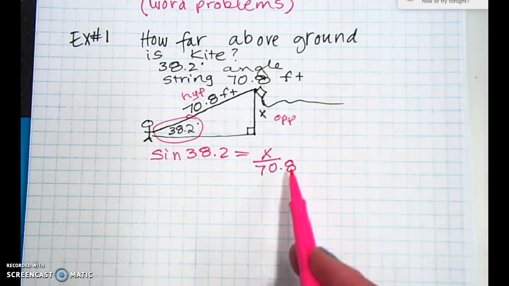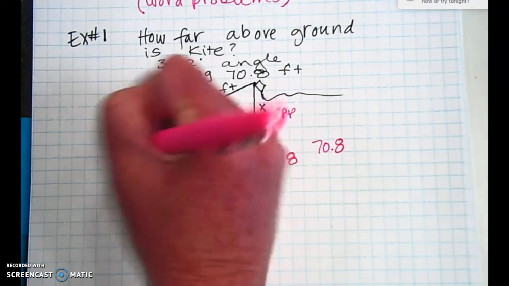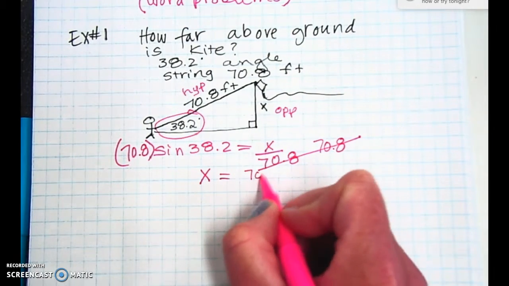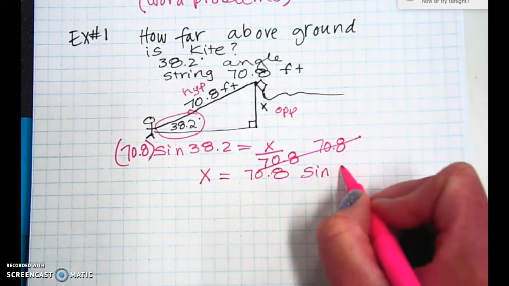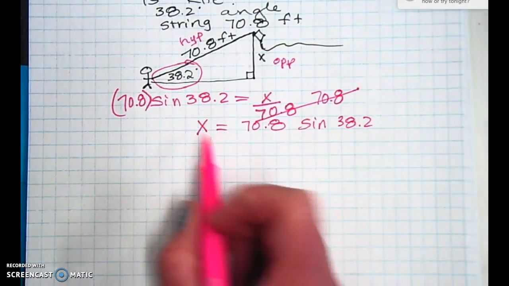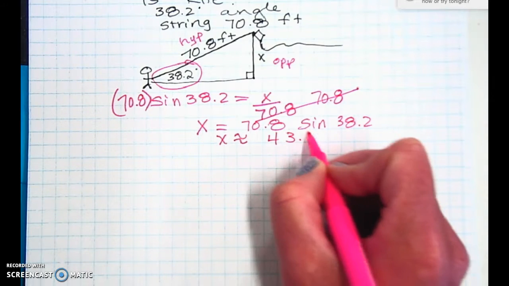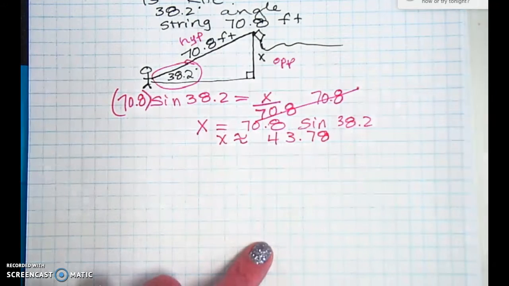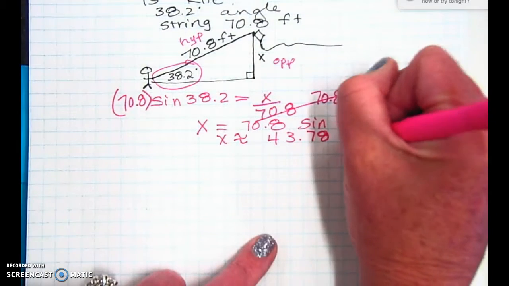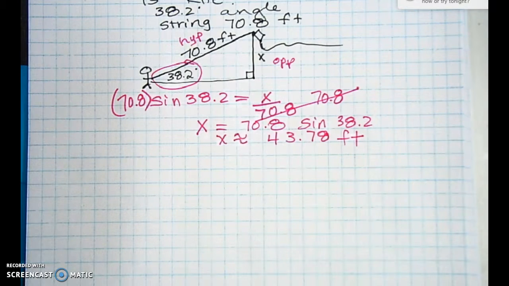Right now it's being divided by 70.8, so we multiply both sides by 70.8. So here we cancel. We've got X is equal to 70.8 times the sine of 38.2. Punch it in the calculator, and I got roughly, got to round it, I got 43.78. Anybody want me to show how to punch that in the calculator? You guys got that part down, I assume at this point? We'll call it 43.78 feet.